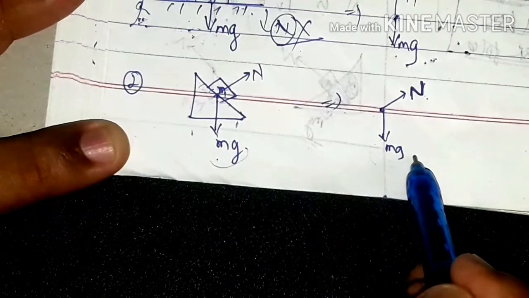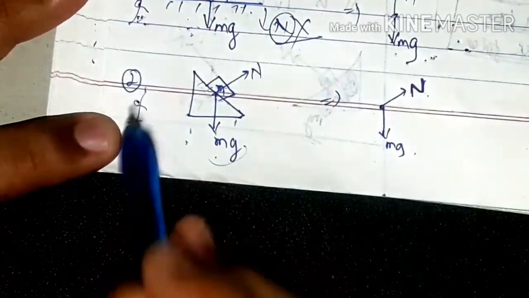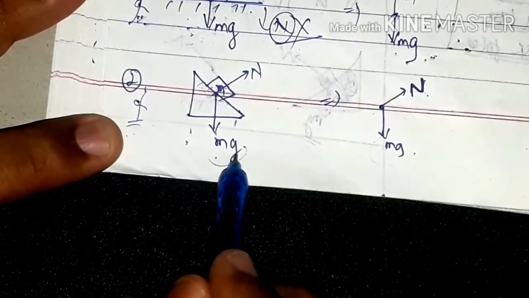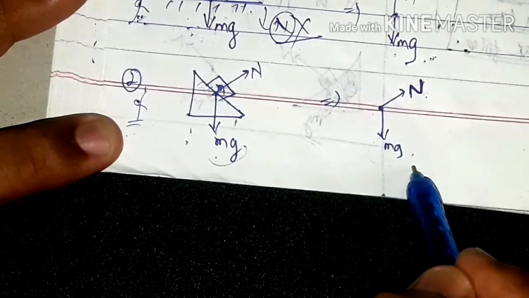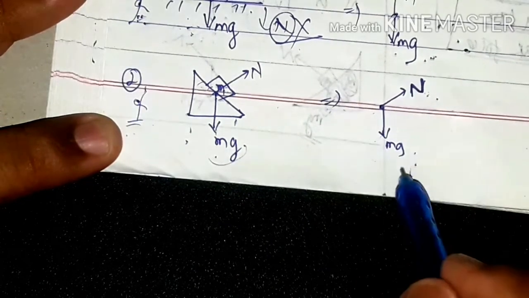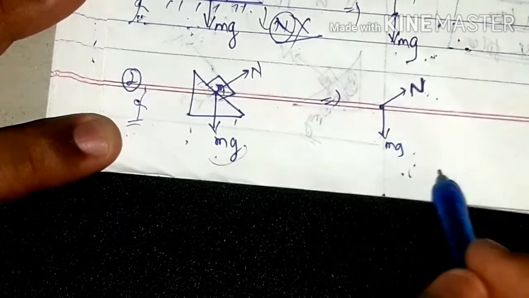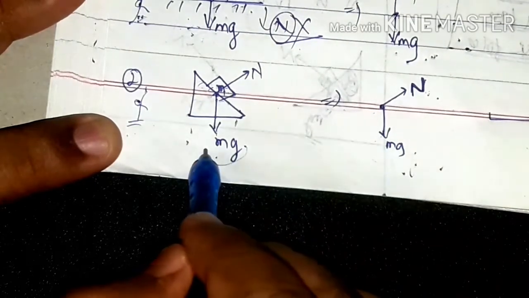And again, mind that the number of forces on the body is counted with respect to the ground frame of reference, where I am standing on the ground and observing it. So for me, how many forces are there? Two forces: N and mg. This is the free body diagram of this particular body, right?